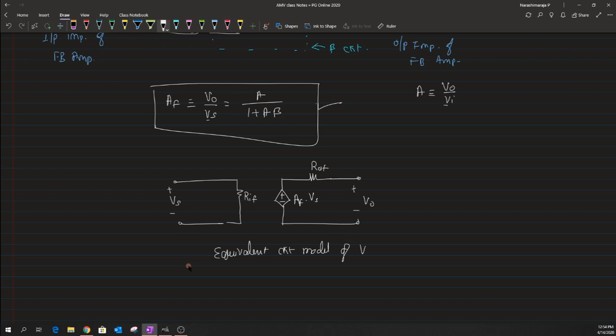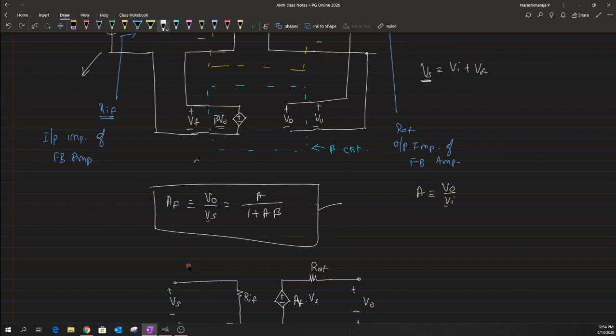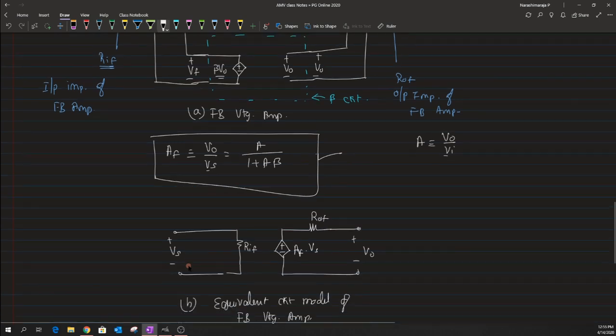Of the feedback voltage amplifier. Okay. And let me mark this as just the feedback voltage amplifier. Okay. And the one at the bottom is this.